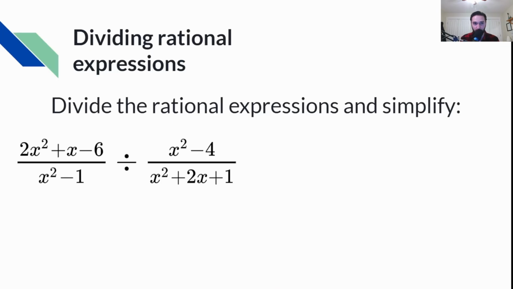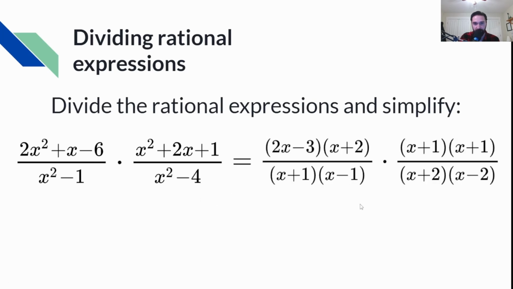Next, let's move to dividing rational expressions. We're supposed to divide these and then simplify the result. When we divide this fraction by this fraction, that is the same thing as multiplying by the reciprocal of the second fraction. I'll show you that one more time. This divided by that is the same thing as this multiplied by the reciprocal of that. So we just swapped the numerator and the denominator and turned this into a multiplication problem, which we know how to do. All we want to do at this point is factor each of these 4 pieces.